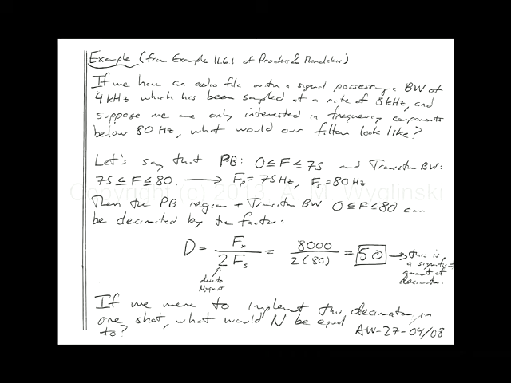It turns out if you have 8,000 hertz, that's Fx. Because of the Nyquist frequency, we have 2 times Fs, and that's the stopband. Fs is the stopband frequency, not the sampling frequency. The sampling frequency is Fx.